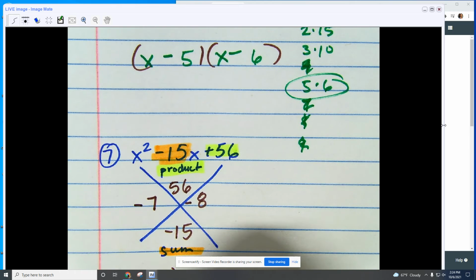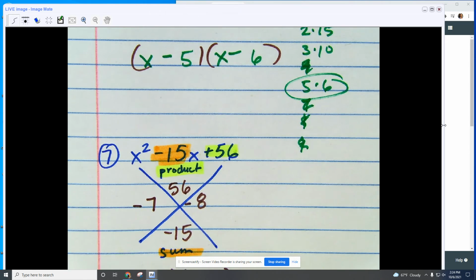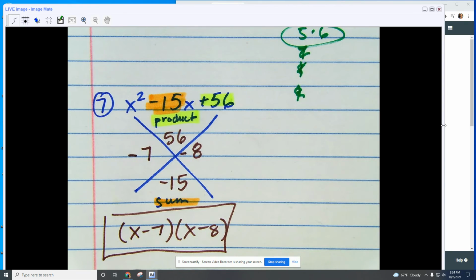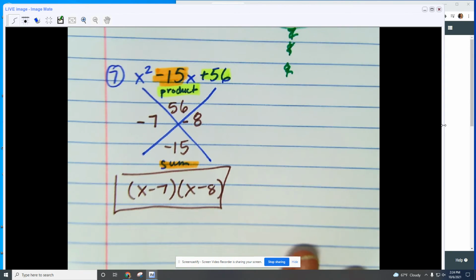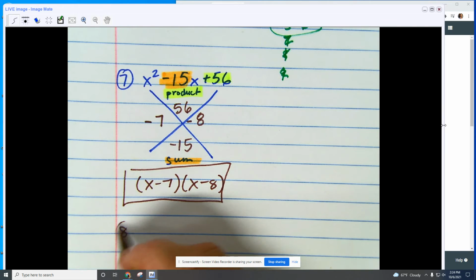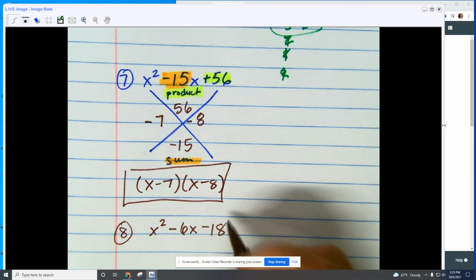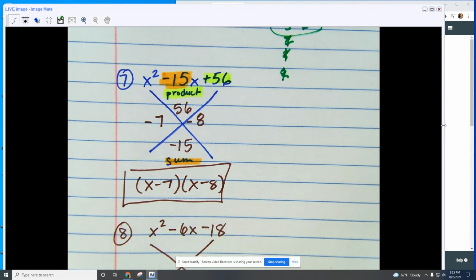So do you see how I just used that x? And these are my two factors. Please write them out, box them. Done. All right. George is helping me with number 8. Here we go. X squared minus, oh yeah, I'm going there. It's George. He can handle it. Okay, draw me that x.